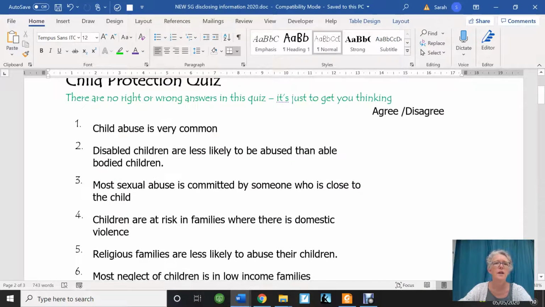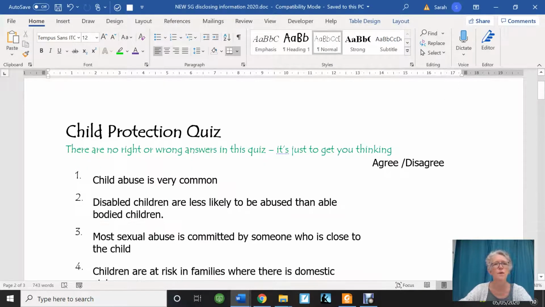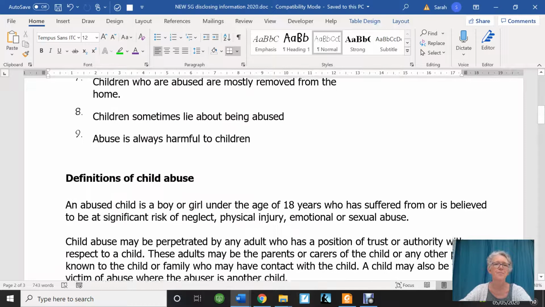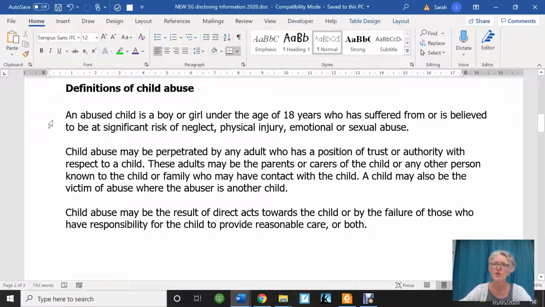Here we go. So I've started this worksheet with a quiz for you, a child protection quiz. You have to decide whether you agree or disagree with each answer. There's no right or wrong answers here, just to get you thinking, really. This is useful though. There is a definition of child abuse here. For it to be child abuse, the child must be under 18 years of age.